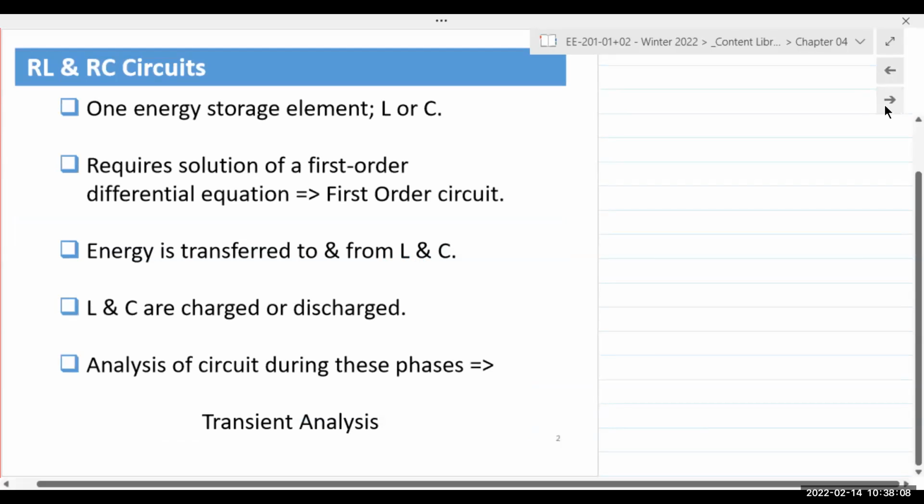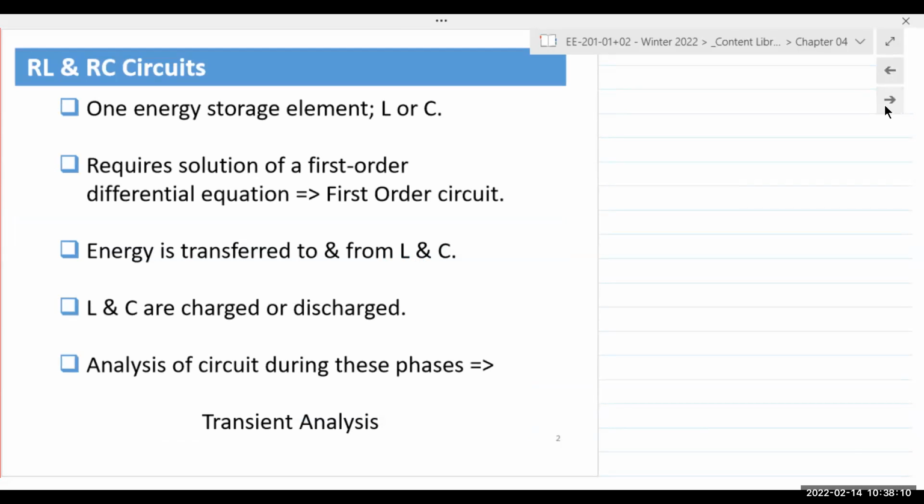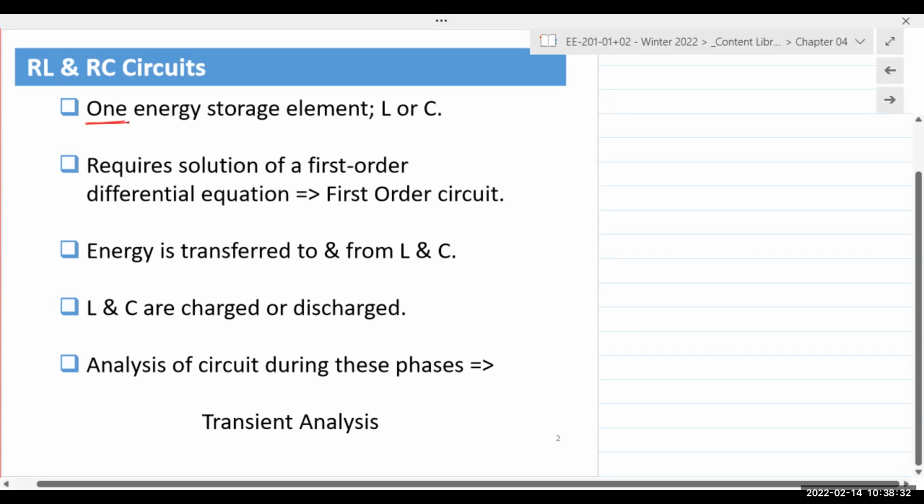So inductors and capacitors are energy storage elements. If you have one energy storage element in a circuit, it requires the solution of a first order differential equation. And we say that the circuit is a first order circuit. Now, when I say one energy storage element, it does not mean physically one. It just means schematically it could be one.